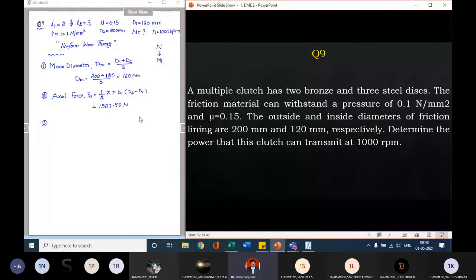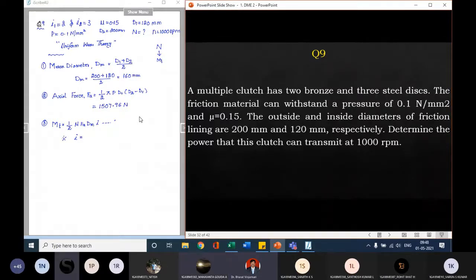Now third step, MT is equal to, once again, half mu Fa dm i. So you have the value of torque. Here don't forget to write the equation numbers if required. Equation 19.84. Now the question is i. What is the value of i, guys? Anyone now? Most important. 4, sir. i is 4. Great.